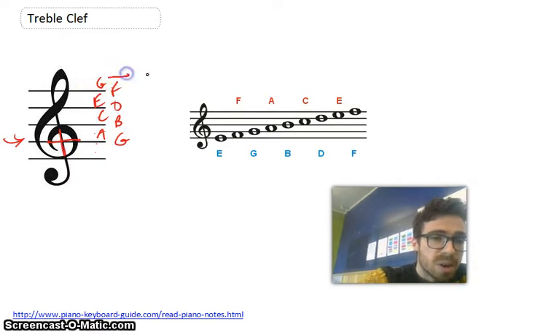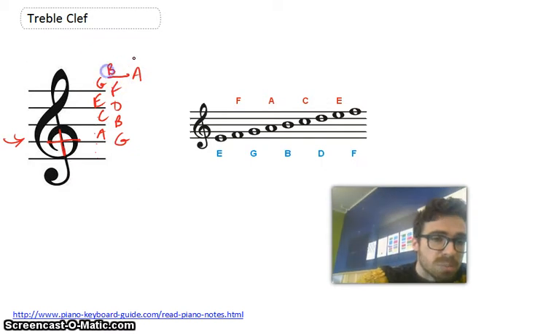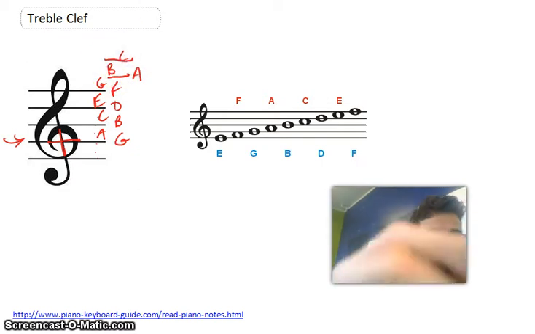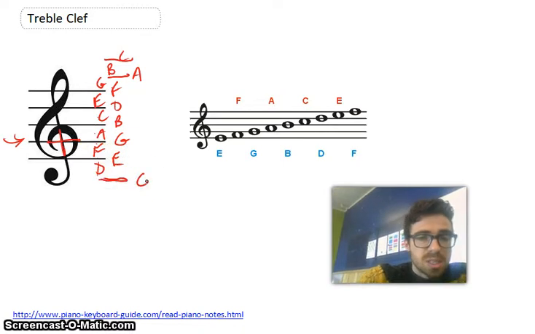Now we could add a ledger line above that and put an A on it if we wanted to. And then put a B in the space above that, another ledger line, and have a C, etc., etc. Now if we go back down to the bottom, before the G would come F, before the F comes E, before the E comes D, and on the ledger line below we would have a C. Alright, so that's the alphabetical way of working things out.